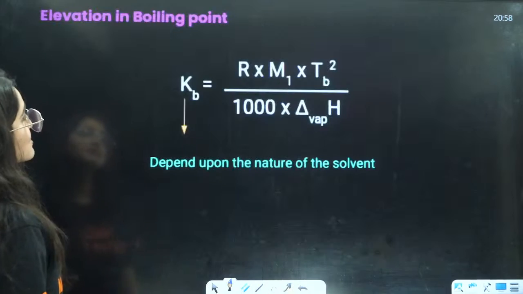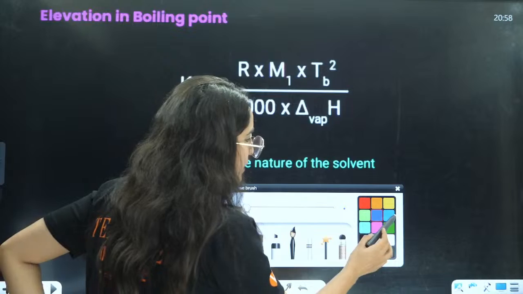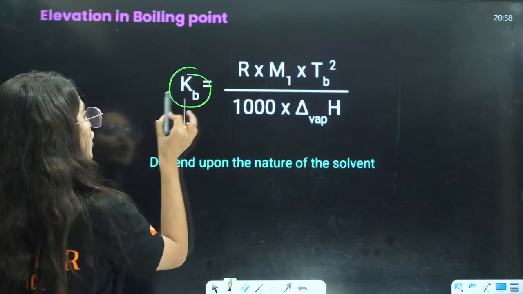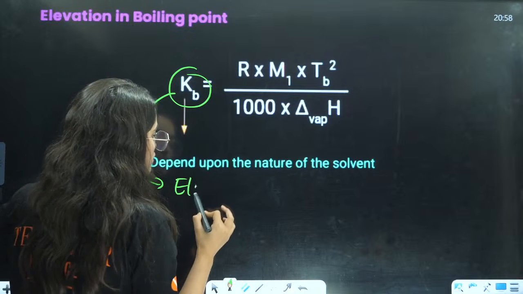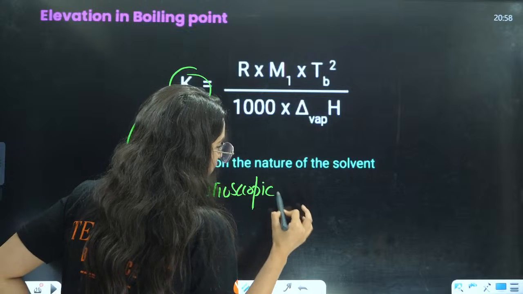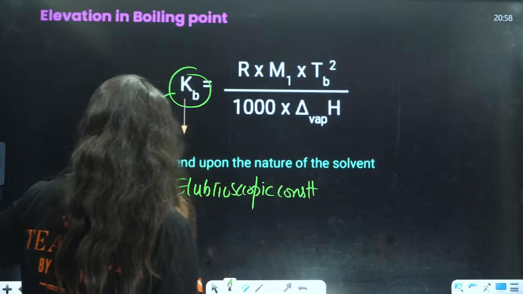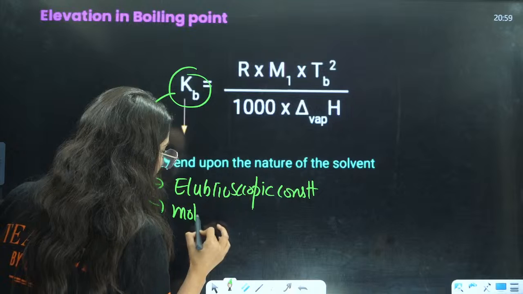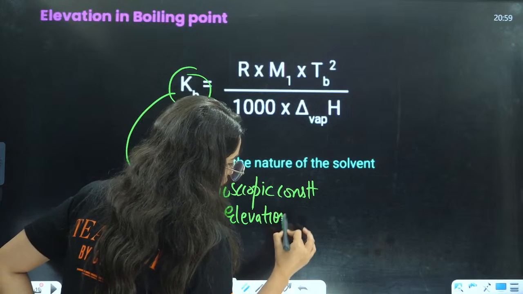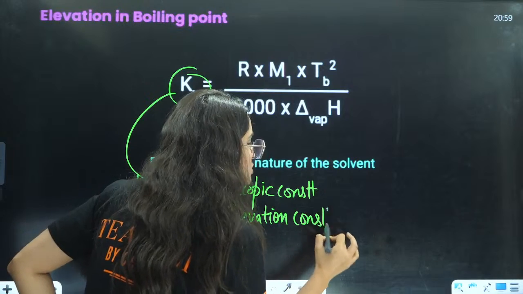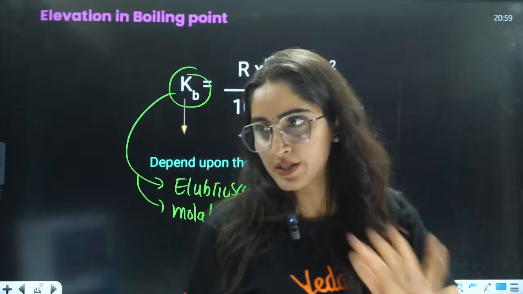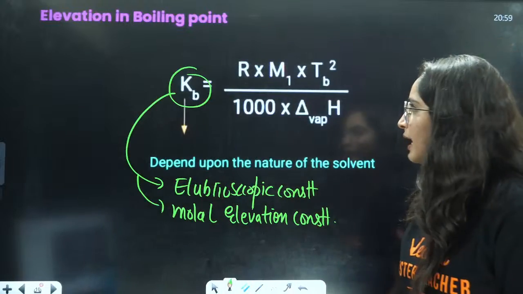Now, next is, what is this KB, ma'am? This KB is basically your ebullioscopic constant, or this is your molar elevation constant, and this will be given to you in the question, right? That will be provided to you in the question itself, so you need not worry about that thing, right?